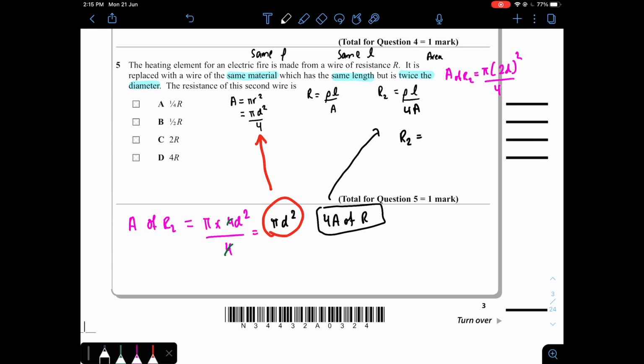So R2 is 1 over 4 times rho L over A. Now what do we know about rho L over A? We know that it's the same thing as our original R. So we can substitute that here, and we should end up with R2 is a quarter times R. So that means the resistance of the second wire is a quarter the resistance of the first wire, which is R. And that's how we have concluded that this is the answer. So the answer over here should be a quarter R.